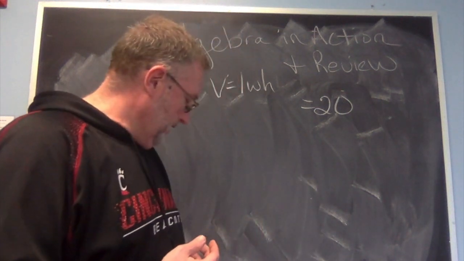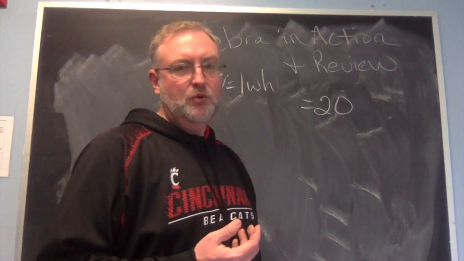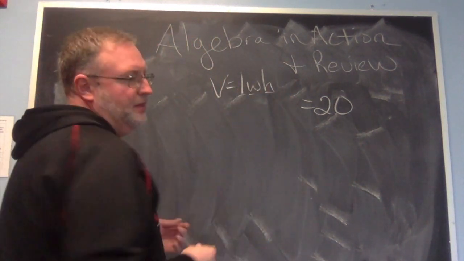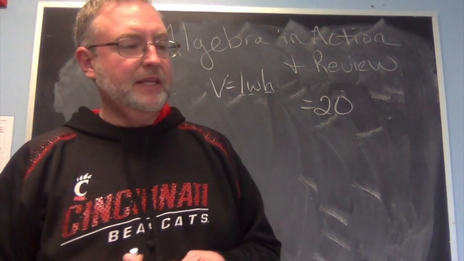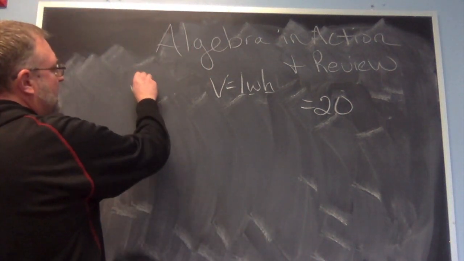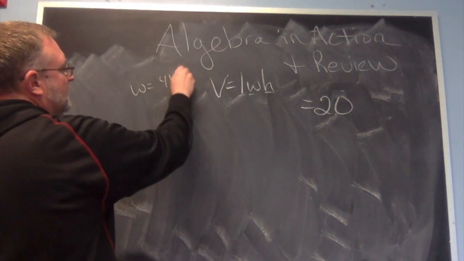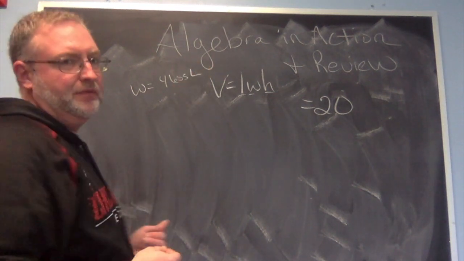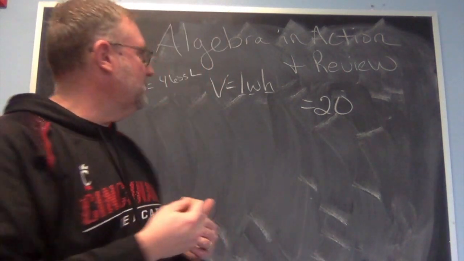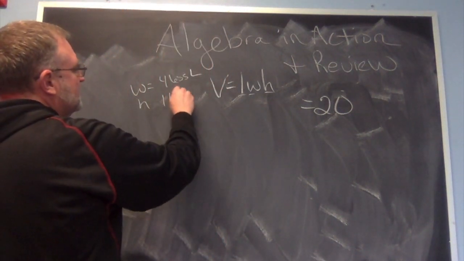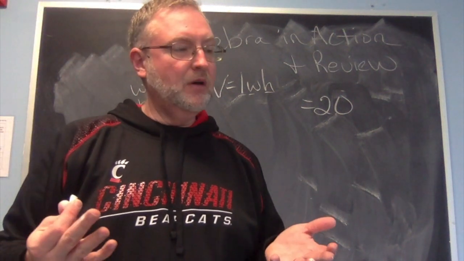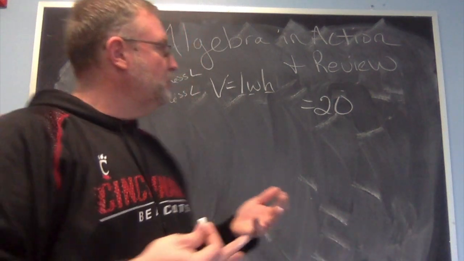Now they've told us that the volume equals 20. So now we need the length times the width times the height. Well, what do we know about it? We know that the width is 4 less than the length. All right, just making some notes on the side there. We also know that the height is 1 less than the length. So everything seems to be based on the length. So what is the length? Well, we don't know.